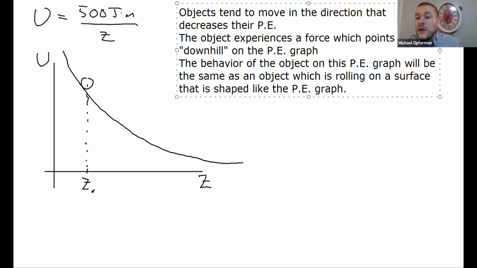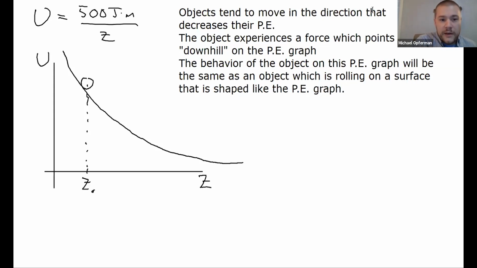So in other words, if you ask the question what would happen to this object in this potential energy, the answer is actually the same as what would happen to a ball if you released it on a ramp shaped like this. And the answer is obviously that it would roll down the ramp towards larger and larger values of z. It would roll this way.